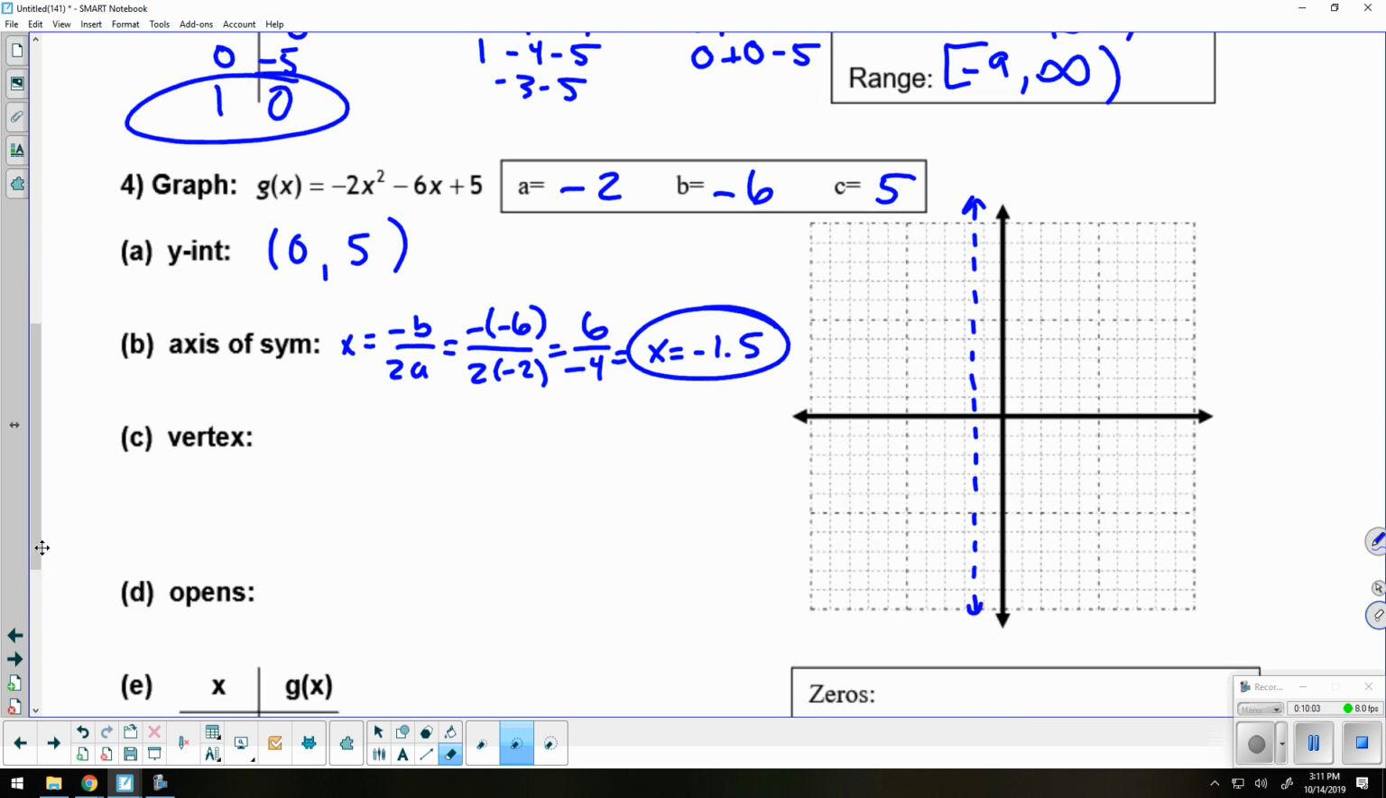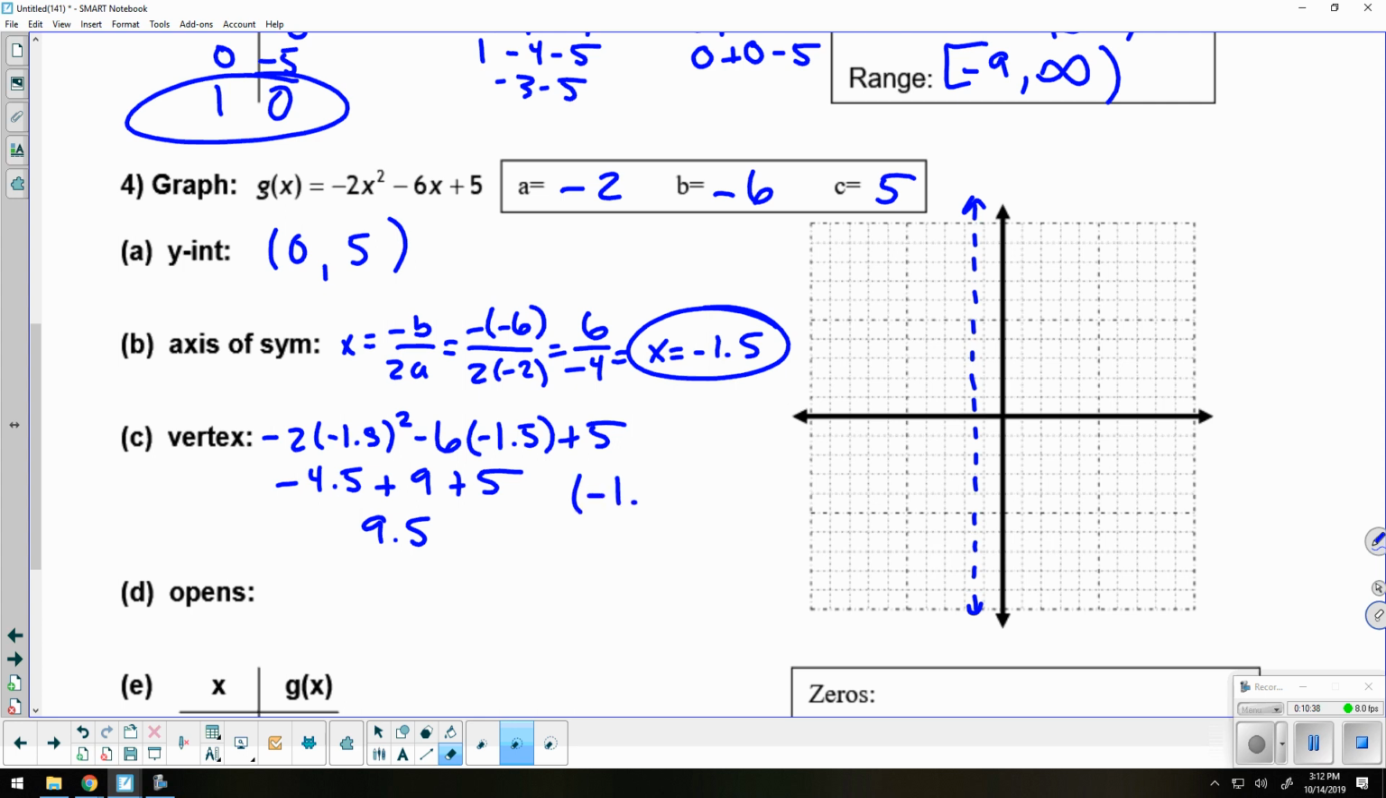Finding the vertex. So if I plug in negative 1.5 for x, it'll be negative 2 times negative 1.5 squared minus 6 times negative 1.5 plus 5. Okay, so evaluating this, negative 1.5 squared times negative 2, that's negative 4.5. And then negative 6 times negative 1.5 is positive 9 plus 5. So evaluating negative 4.5 plus 9, that would be positive 4.5, plus 5 more, we get 9.5. So our vertex is going to be, we have the x, again that's just from the axis of symmetry, and then 9.5 we get for the y.